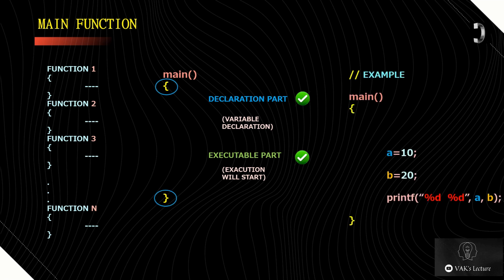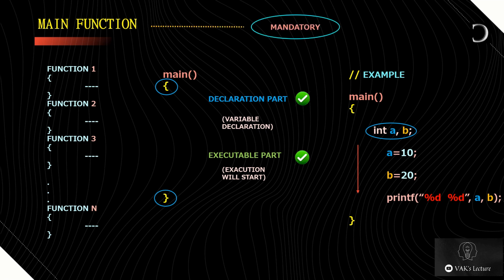In this program, we have initialized 10 into variable A and 20 into variable B. Here we are using A and B, so before using, we have to declare them. Here 10 and 20 are numerical values, so A and B are declared as int data type. And this declaration can be done in the declaration part. The remaining statements are in the executable part. This section is mandatory. This is about the main function.